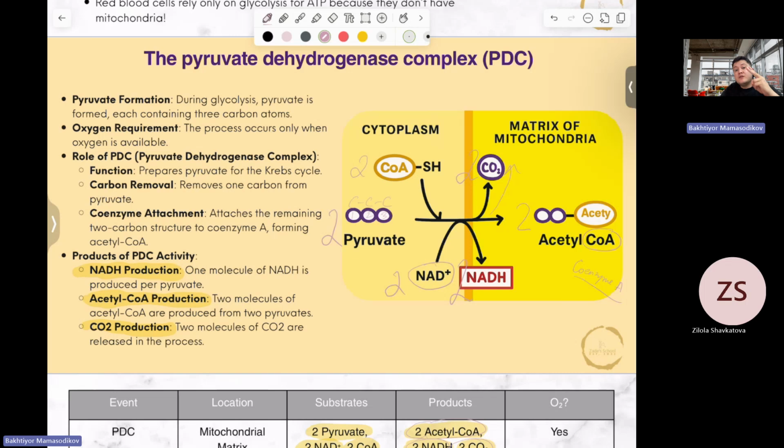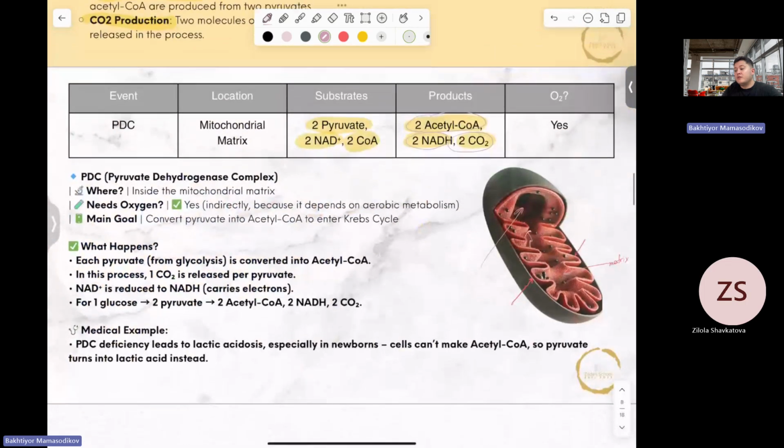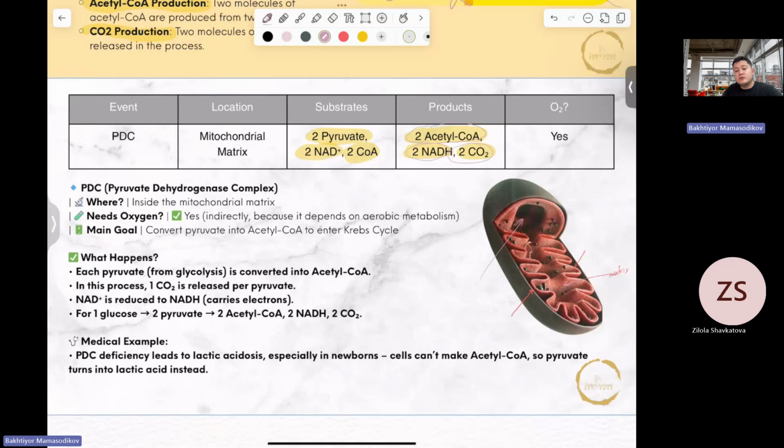Single 1 glucose gives 2 pyruvate, and you should multiply it by 2, and the products will be 2 NADH, 2 acetyl-CoA, and 2 carbon dioxide. Okay, so this is actually what you should know for examination purposes.